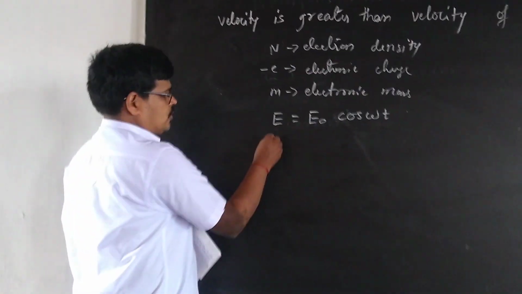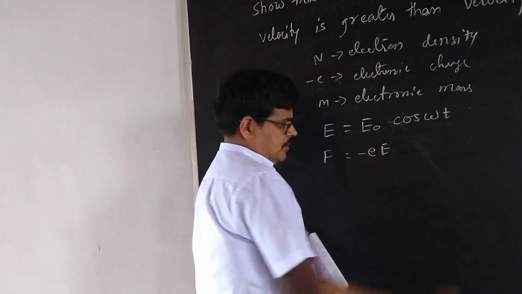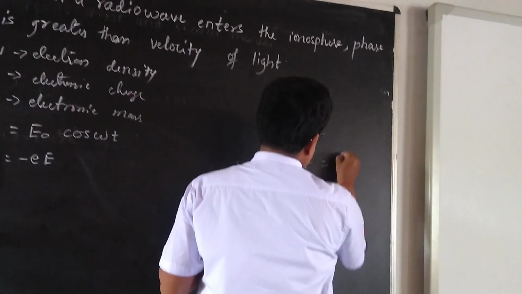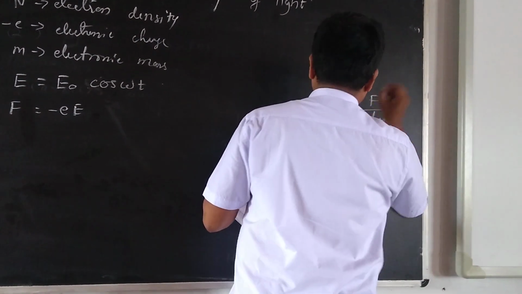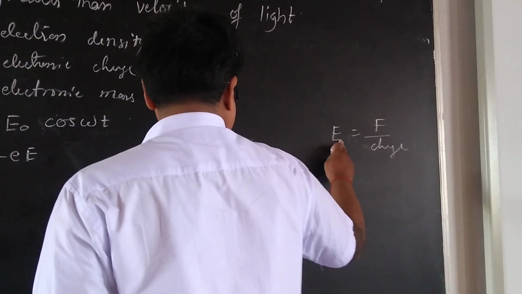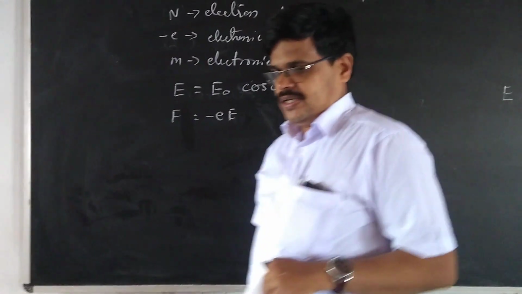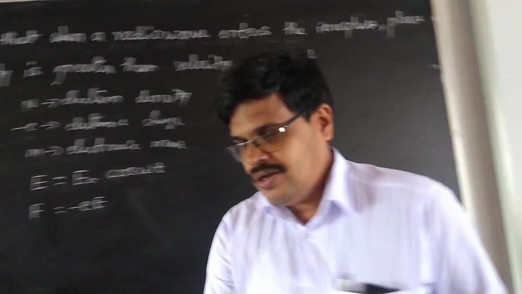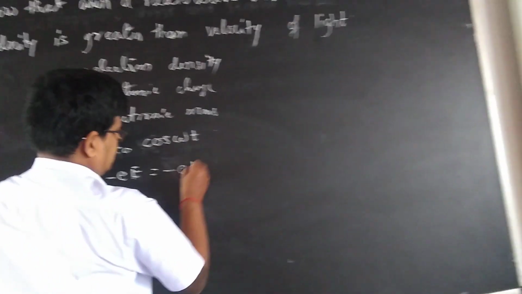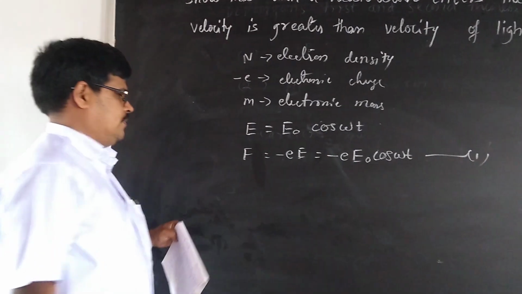And therefore, what is the force acting on these electrons? Force is equal to minus e into E, because electric field intensity is equal to force per unit charge. So electric field intensity E is equal to force divided by charge. Therefore, force is equal to electric field intensity into charge, that is minus e. So F is equal to minus eE, or the same can be written as minus e E naught cos omega t. You can take this as equation 1.